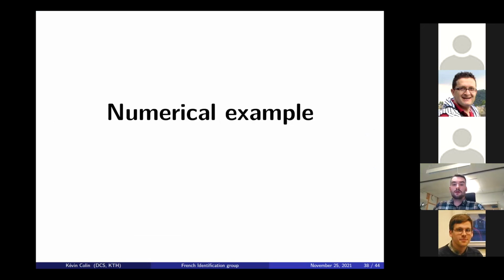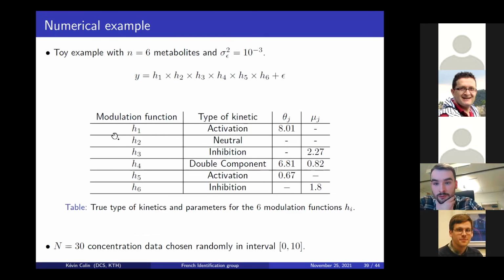Okay, so that was for the method. We are going to see how this method performs in some numerical examples. So first we are going to look at a toy example that I generated. We are going to consider a reaction with 6 metabolites and a noise which has a variance equal to this. The type of kinetics we have considered is like this. So we have 2 activations, 2 inhibitions, 1 double component, and 1 neutral effect. And here you have the true values of the parameters we have considered for the simulation of the data.